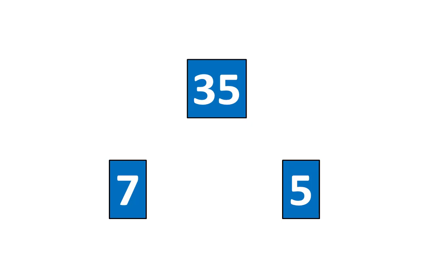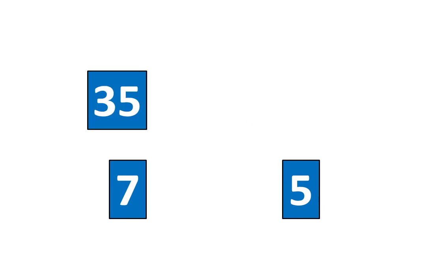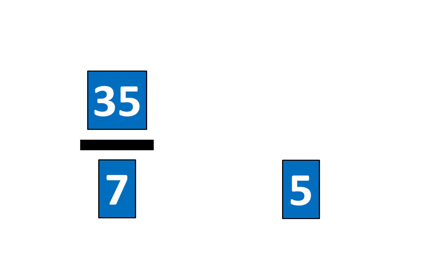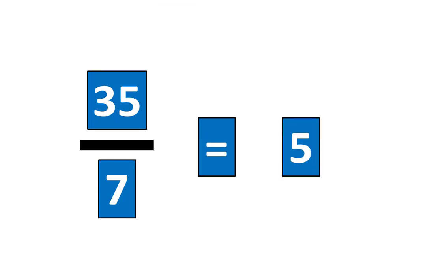Here's another relationship. 35 is 7 times greater than 5. And 35 is 5 times greater than 7. Let's rearrange the pieces again. 35, now let's create a fraction. 35 divided by 7 is equal to 5. Let's tap the pieces to show that. 35 divided by 7 is equal to 5.